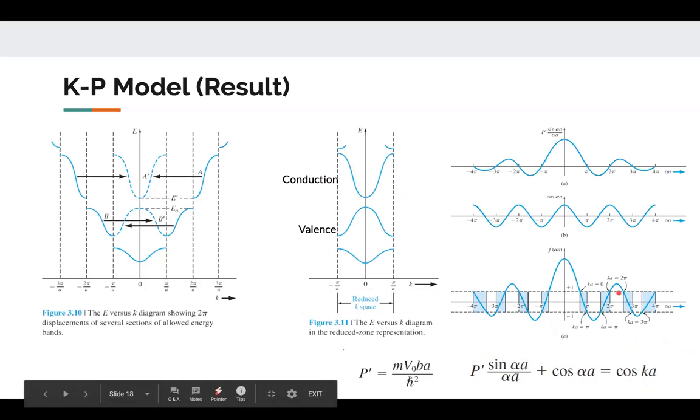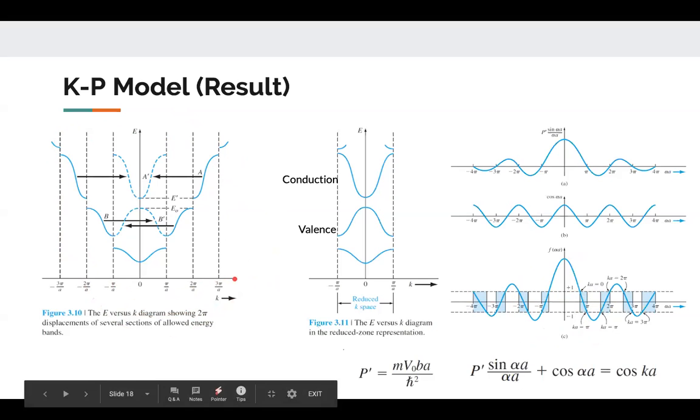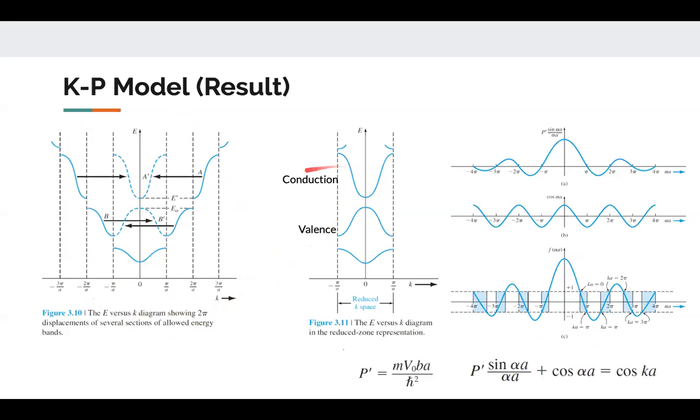What happens is you see here in C, because the right-hand side can only have a value between -1 and 1, we cut off the values between +1 and -1 on the y-axis. That forms our allowed values in our E versus K diagram. Then we can form our reduced K space, which is a conduction band and a valence band, right? In figure 3.11.